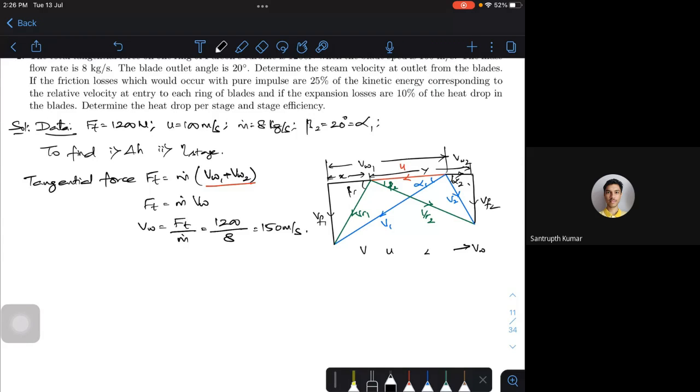Now, in this velocity triangle, if I divide it exactly 50-50 at this particular point, this will be VW by 2 and this will be VW by 2. That is exactly 75 meters per second to the left hand side and 75 meters per second to the right hand side. Then beta 1 is how much?